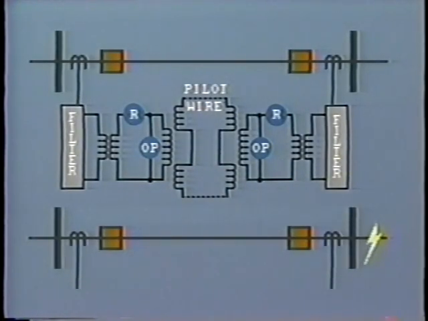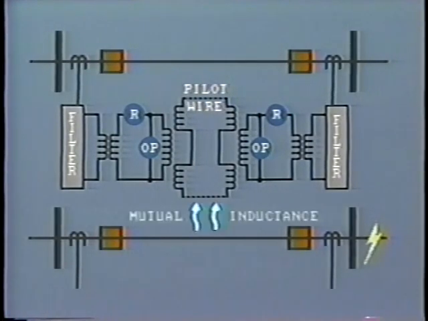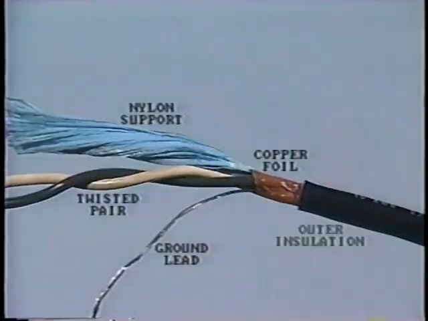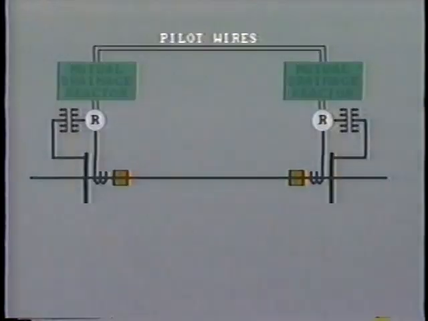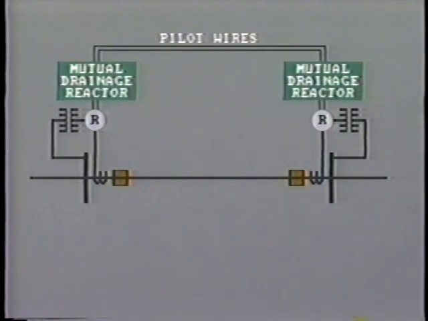Even so, the pilot wire conductors may be subjected to high voltage due to mutual inductance from a nearby transmission line under fault conditions. For this reason, adequate insulation must be provided in the pilot wire cable. However, even a small induced voltage in the pilot wires may be sufficient to cause misoperation of the protection relays. Therefore, it is usual to provide at each end of the pilot wire a mutual drainage reactor, which will effectively discharge the high voltage to ground.